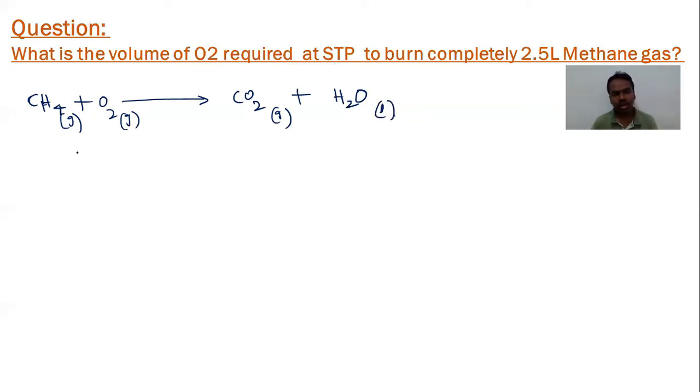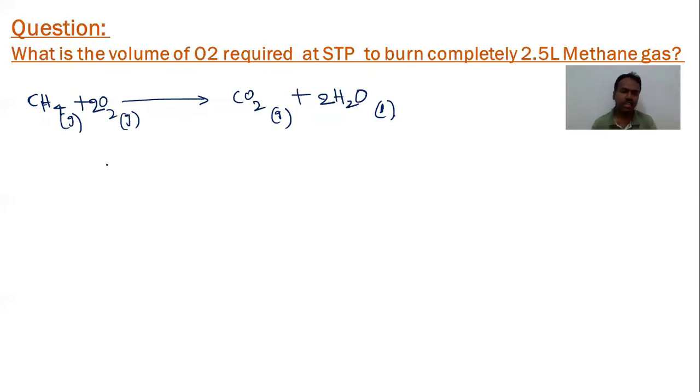So this is the chemical reaction. Before applying stoichiometry, we need to balance the chemical reaction. See here, 4 hydrogens are there, so 2 H2O. Now oxygens become 4, so this is 2 O2. CH4 plus 2 O2 to form CO2 and H2O.